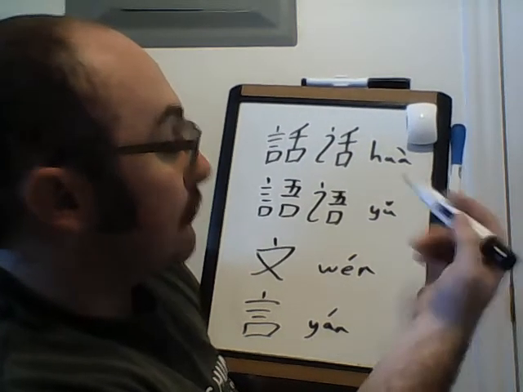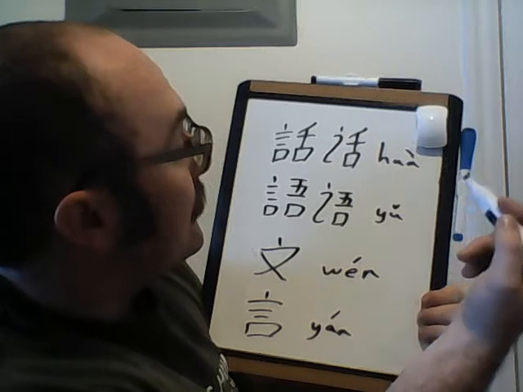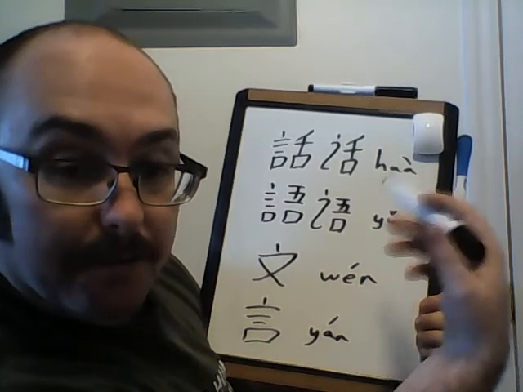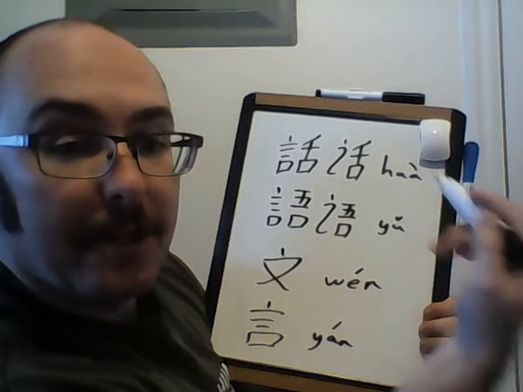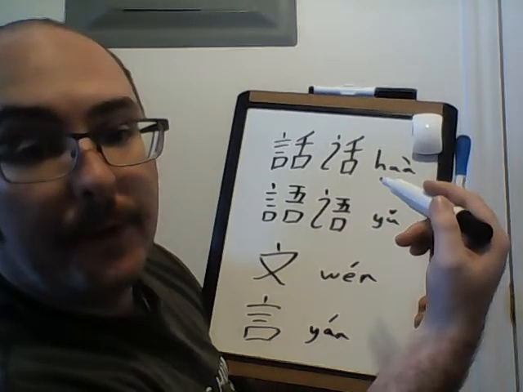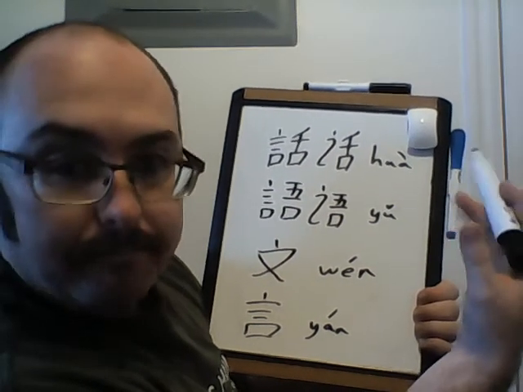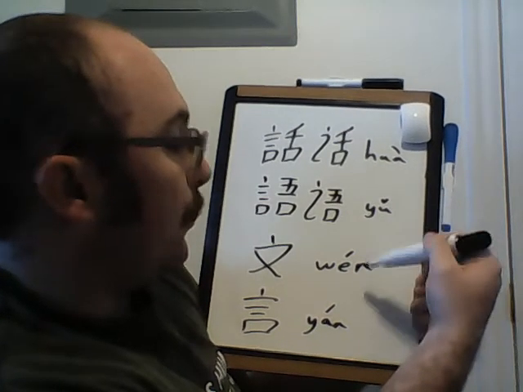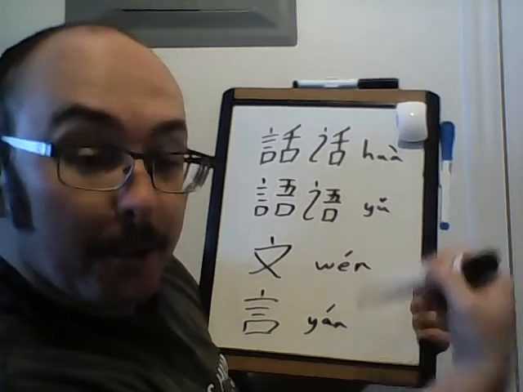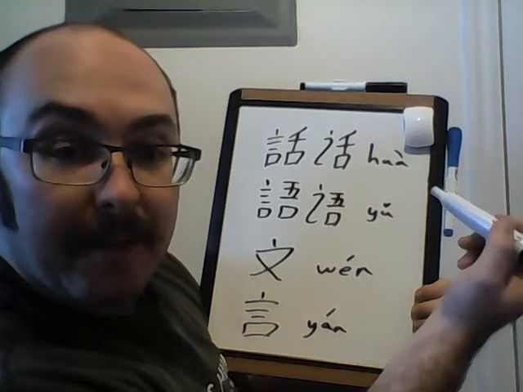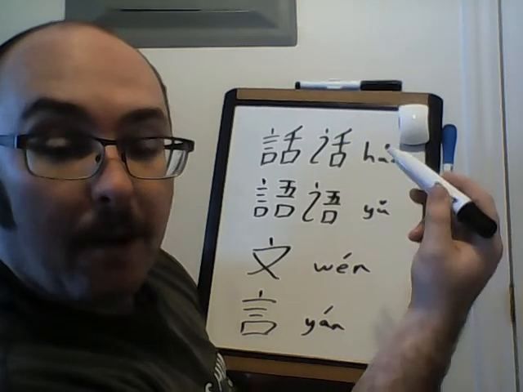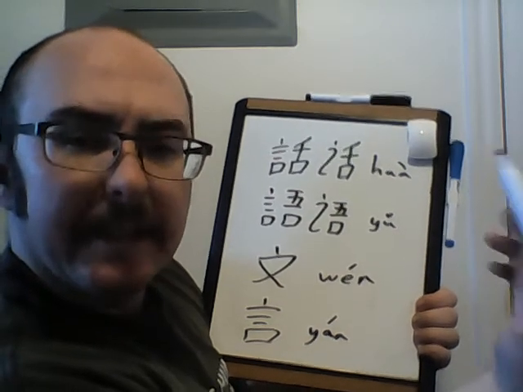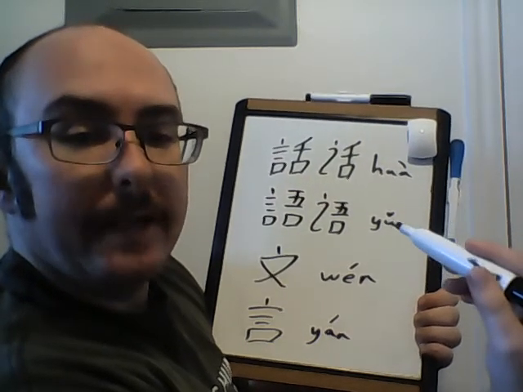Yu can also mean sayings. So these can be combined in different ways to make various words that mean language. Like 话语 is language. 语言 is language. 语言 means language. 话言 can mean language. That's not a very common one, but occasionally you'll run into that 话言.